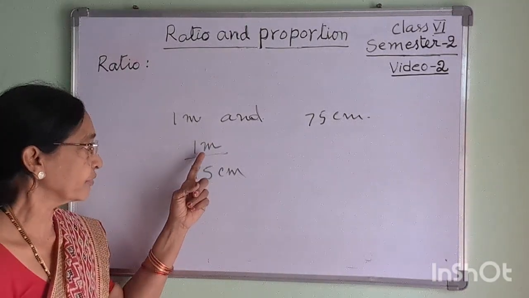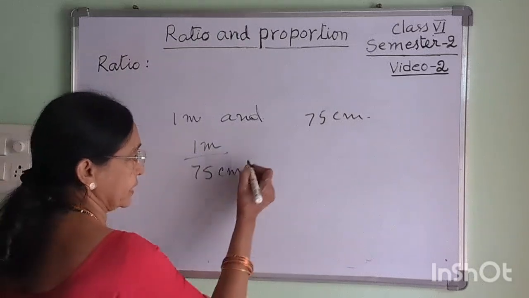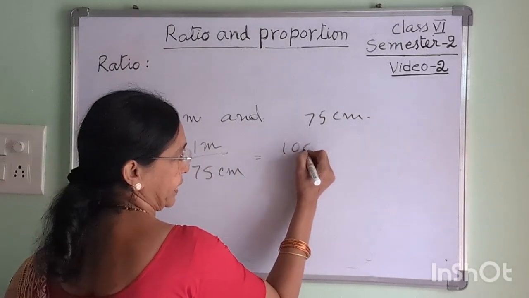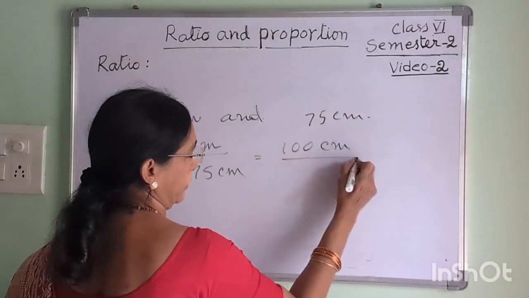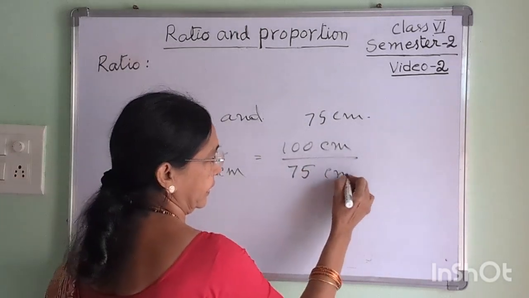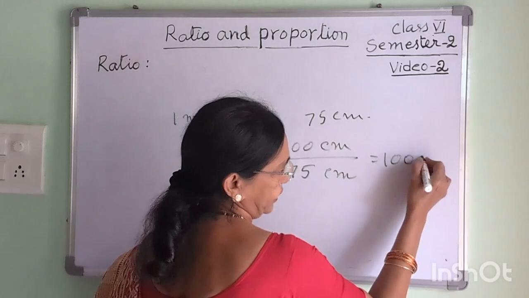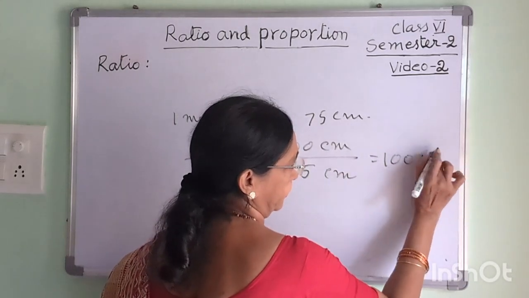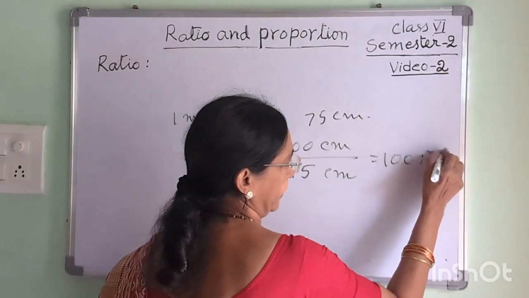So we will convert the meters into centimeters. 1 meter is 100 centimeters. Therefore, 100 centimeters by 75 centimeters. This is equal to 100:75.